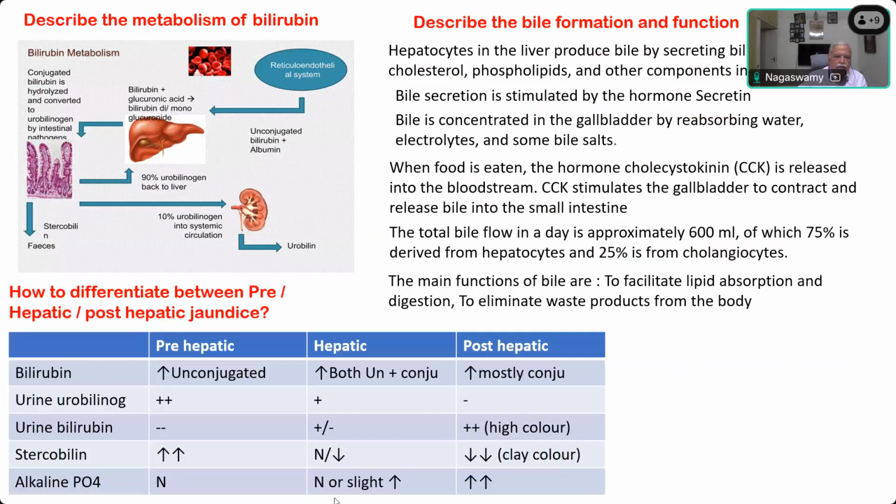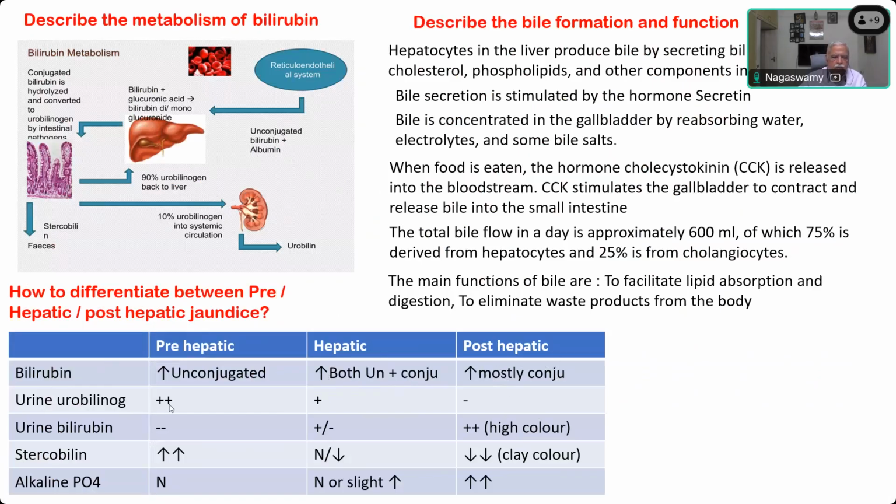So this is the formula that you have to remember. With regard to bilirubin, you will get more unconjugated in pre-hepatic, where, as I told you, it gets broken down at the reticuloendothelial system. Both unconjugated and conjugated will be elevated in hepatic, and mostly it will be conjugated in post-hepatic because it is getting water soluble and coming out in the bile. It will be mostly conjugated.